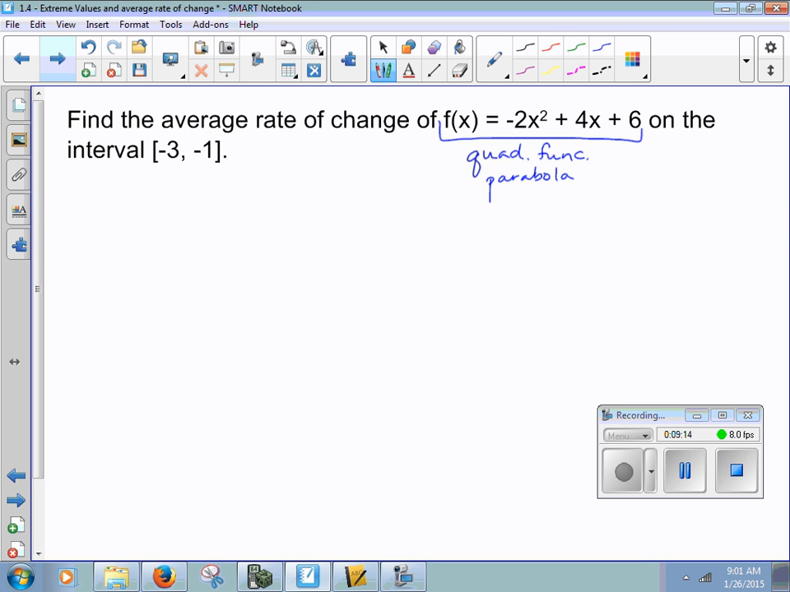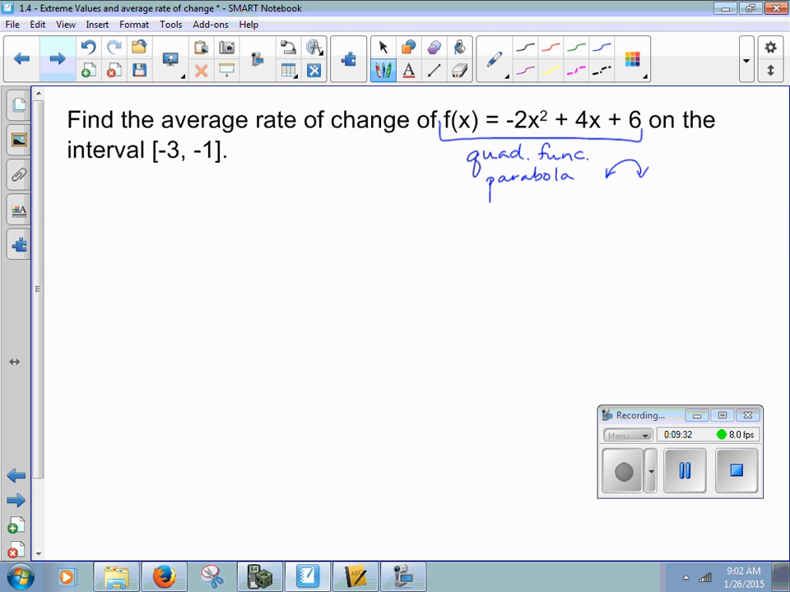Is it going to be a smile or a frown? Why? Because it's a negative leading coefficient. It is going to look like that, isn't it? And we have to study the interval from negative 3 to negative 1, correct?